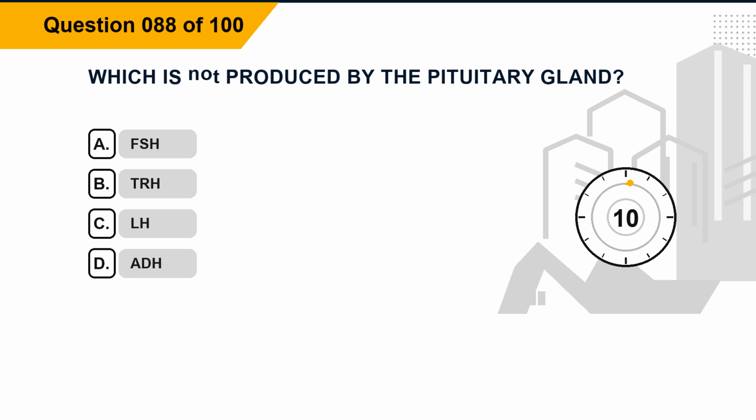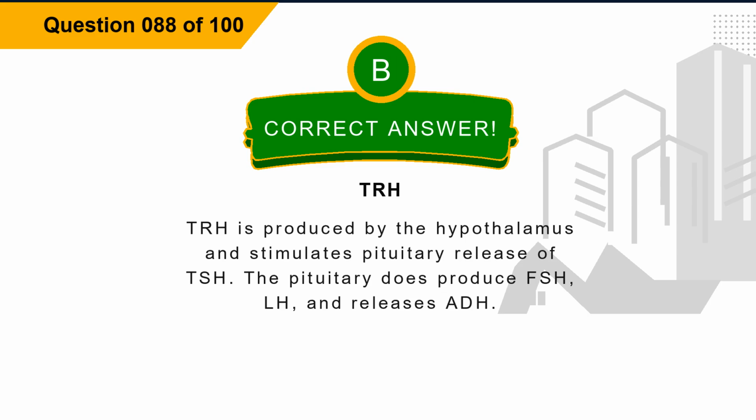Question 88. Which is not produced by the pituitary gland? Option A, FSH. Option B, TRH. Option C, LH. Option D, ADH. The correct answer is option B, TRH. Explanation. TRH is produced by the hypothalamus and stimulates pituitary release of TSH. The pituitary does produce FSH, LH, and releases ADH.